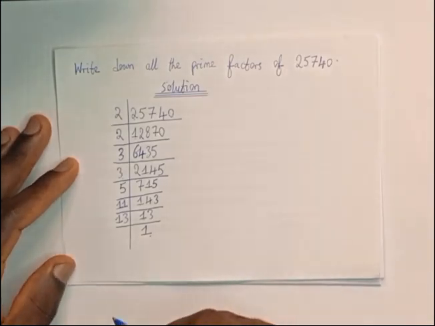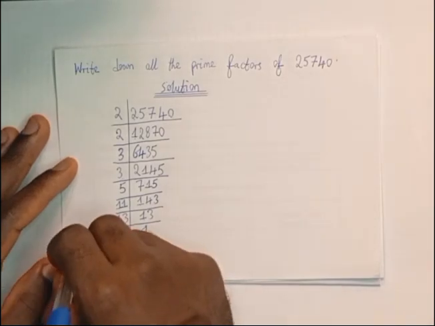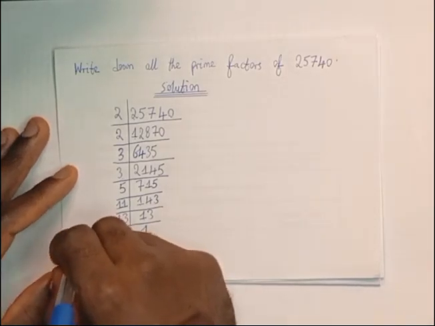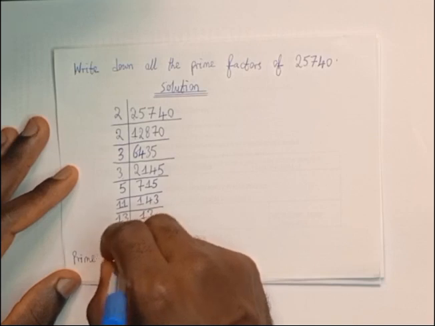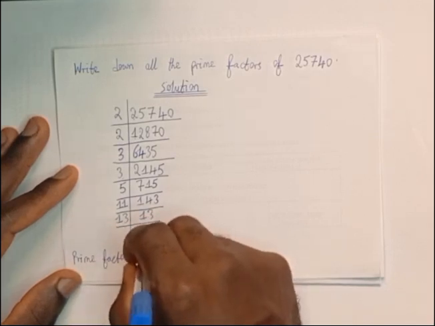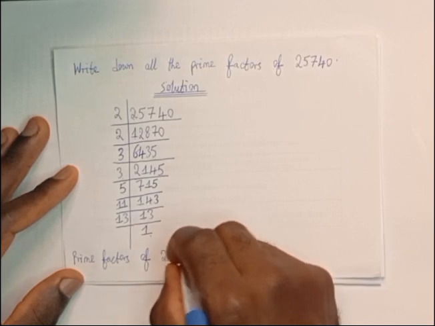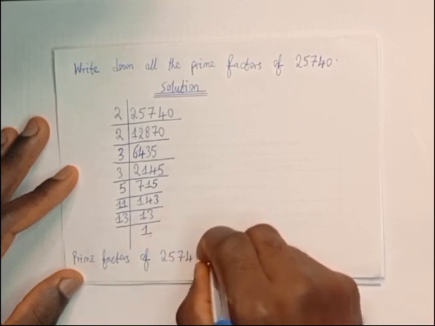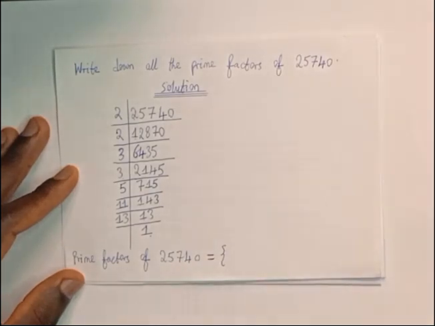Now it is very easy for us to write the prime factors of this number. Let's write down the prime factors. The prime factors of 25,740 is simply equal to, we are going to list the prime factors as the elements of a set.